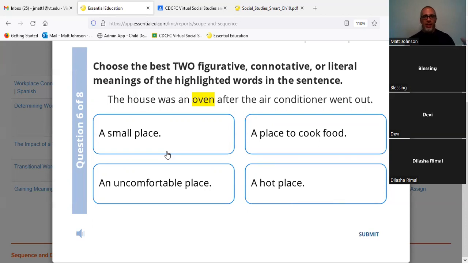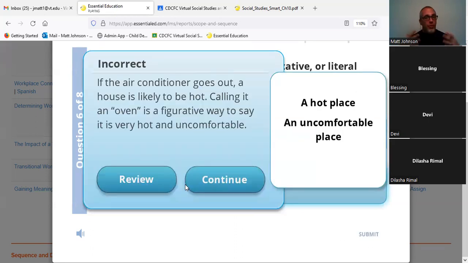So if you look at that, it says the house was an oven after the air conditioner went out. What's your first guess going to be? Probably a hot place. Yeah, so it's either a hot place or an uncomfortable place. But they've messed up this particular quiz. If you put a hot place or an uncomfortable place, both of those are right. Just so you know. When we put an uncomfortable place, it will say incorrect. Either one of those will give you an incorrect answer.